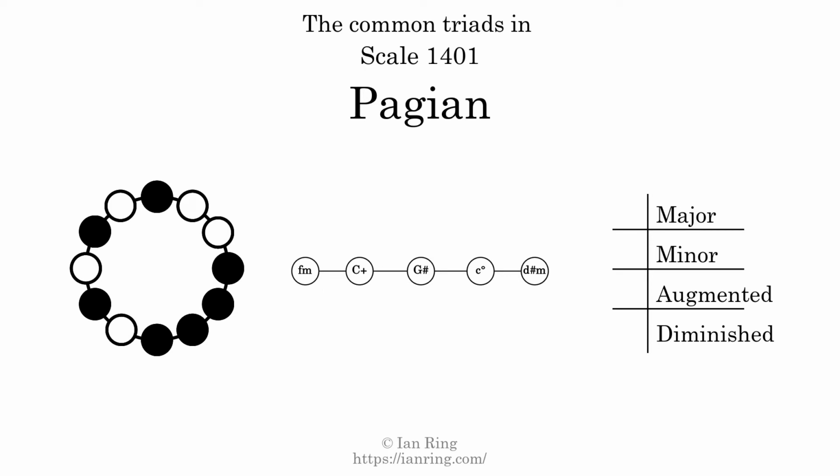Here are the common triads present in this scale. The diagram in the center is a graph of parsimonious voice leading between triads. There is one major triad. There are 2 minor triads. There is one augmented triad. There is one diminished triad. Here is a Hamiltonian path of parsimonious voice leading that uses all the triads.